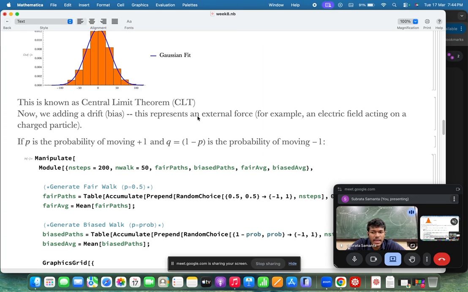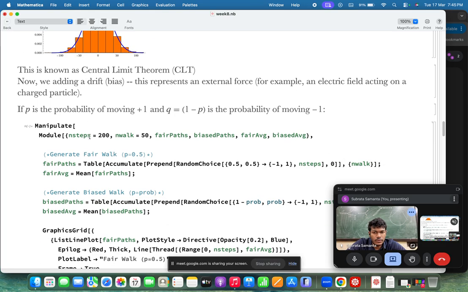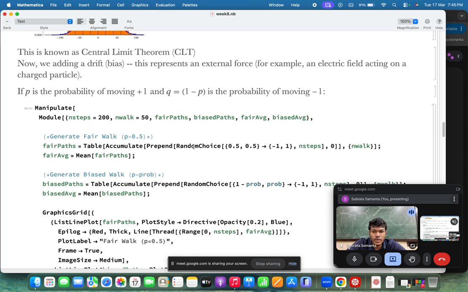Now, if you add bias, the probability of moving plus 1 is p, and the probability of moving minus 1 is q, that is 1 minus p, because the total is 1, as I have only two possibilities, plus 1 and minus 1. So, if p is the probability of moving plus 1, then 1 minus p is the probability of moving minus 1.